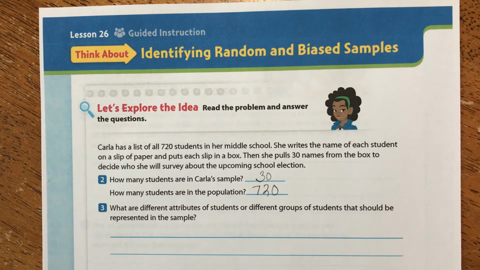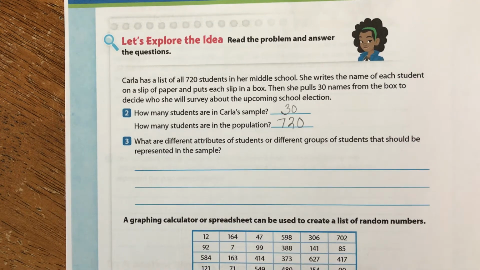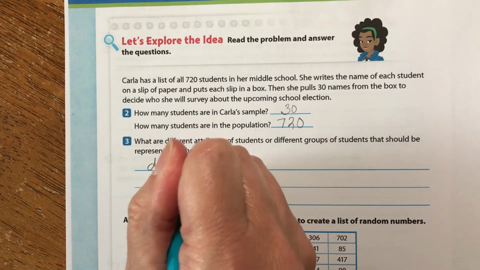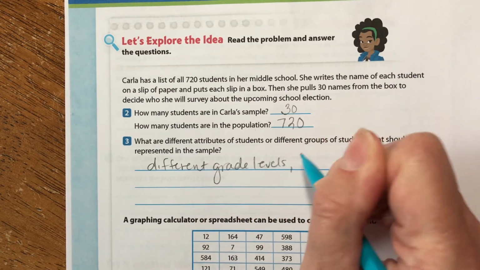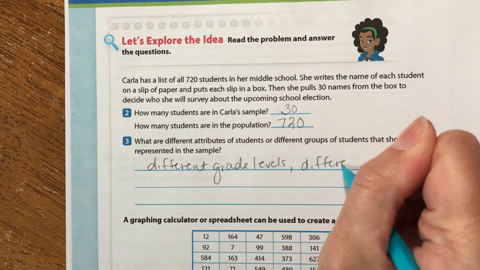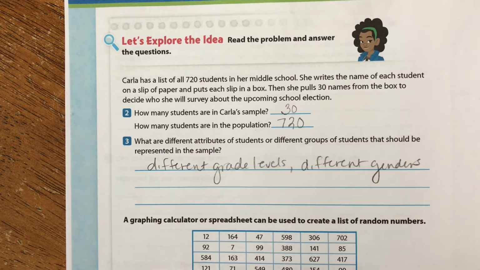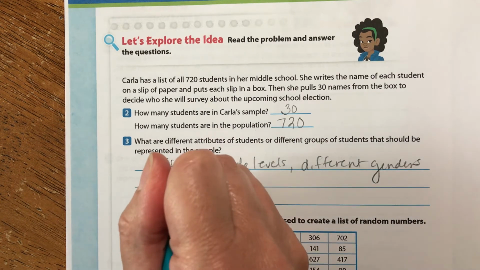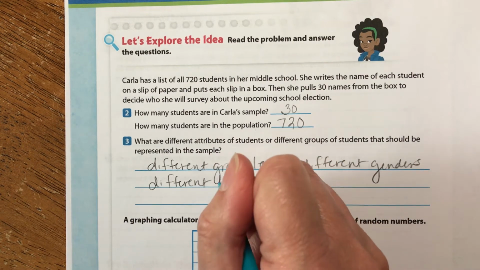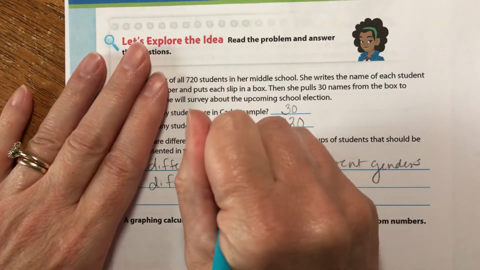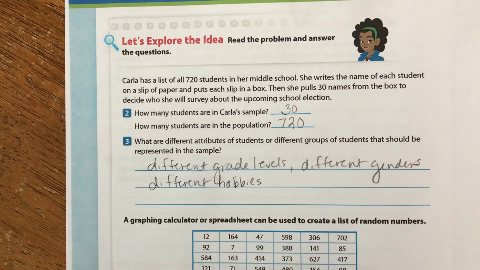What are the different attributes of students or different groups of students that should be represented in the sample? So what do I know about these kids? To get a random sample, we should have different grade levels. Okay, we should have different genders, right? Boys and girls. Maybe like different hobbies. So it could be the sports kids. We could have band kids. We could have kids in drama. Should I say hobbies? What do I call that? I'll call it hobbies, but you know what I mean. Different likes, get a variety of kids.